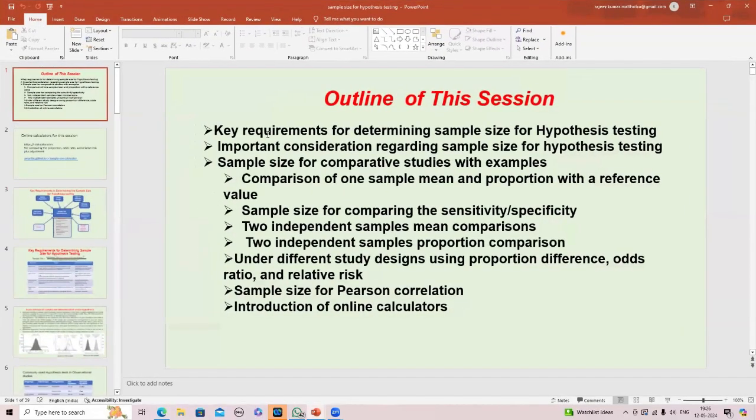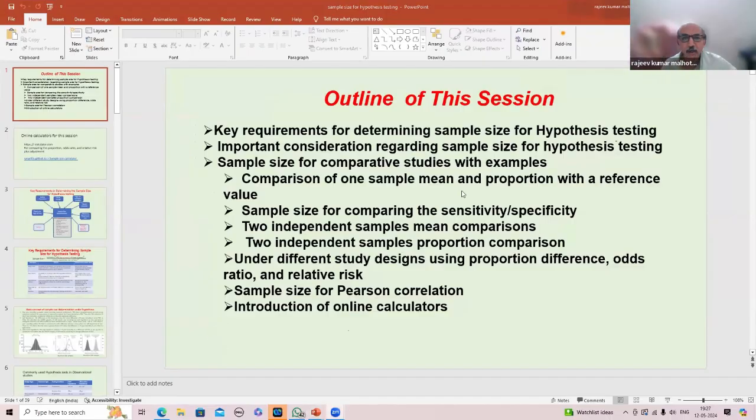So today we will go for hypothesis testing. First, we will discuss the key requirements for the sample size for hypothesis testing. Then, what are the important considerations regarding the sample size for hypothesis testing? Sample size for a comparative study with an example. Here we will compare one sample mean and one sample proportion with a reference value.